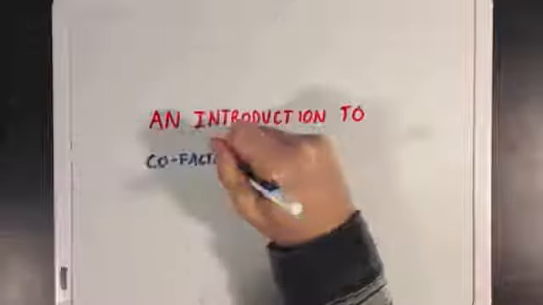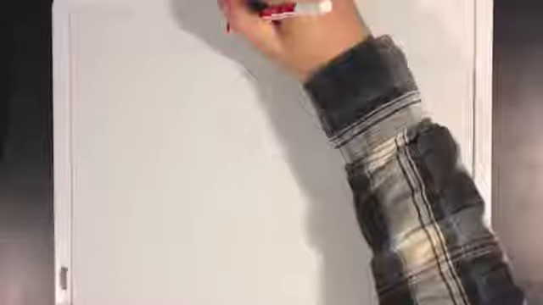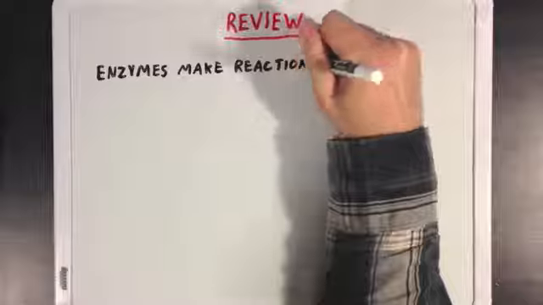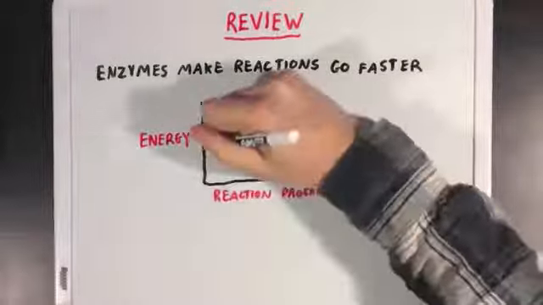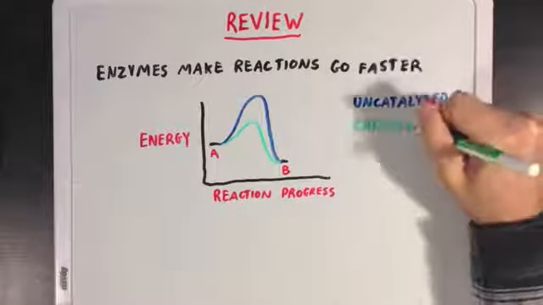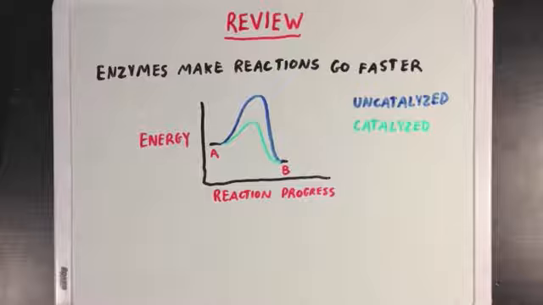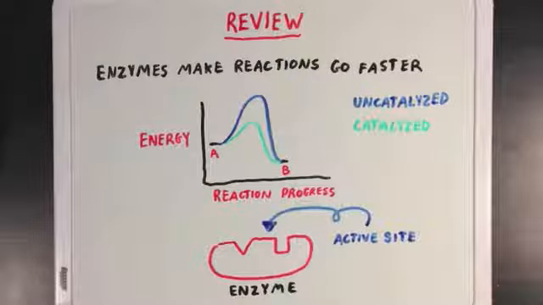Today we're going to talk about cofactors and coenzymes, and how sometimes they can be essential to proper enzymatic function. But first, let's review the idea that enzymes make reactions go faster, and they do this by lowering the activation energy peak of their respective reactions. Let's also review the idea that enzymes bind their substrates at a location on the enzyme called the active site, which is where most of the reaction takes place.